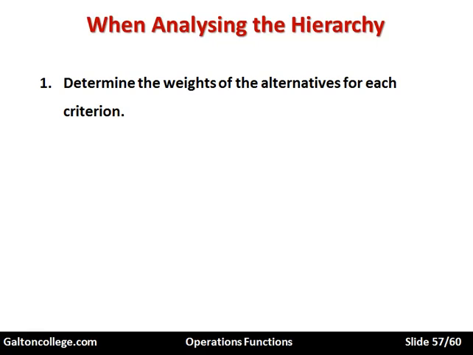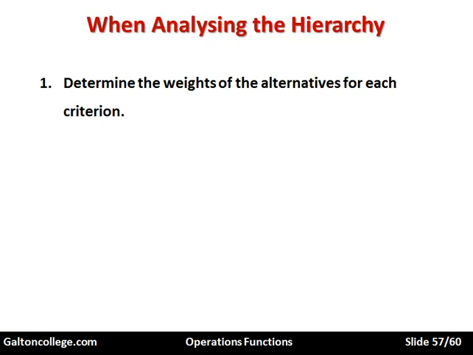When we are analysing a hierarchy, we have to take in the weights of the alternatives for each criterion. We have to look at how important each of the elements I've just talked about are. The quality, we're assessing the quality, so it would be the durability, the costs, and so on. We have to see how important these things are to us.